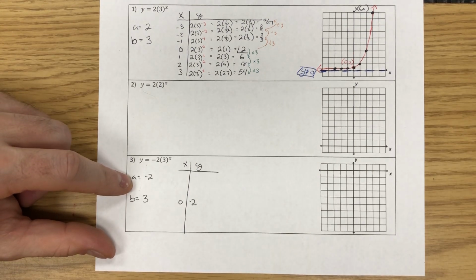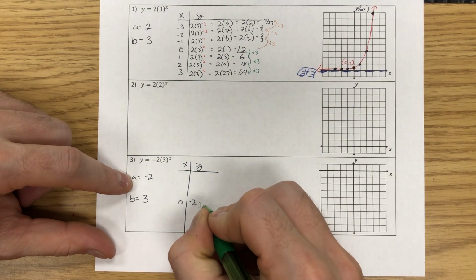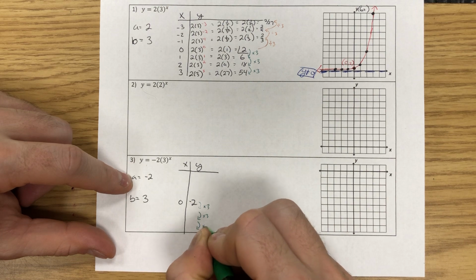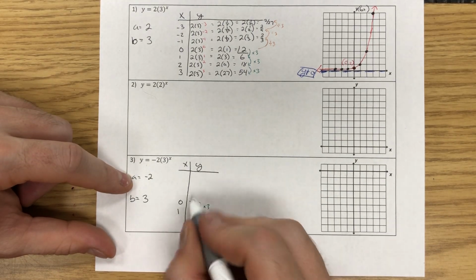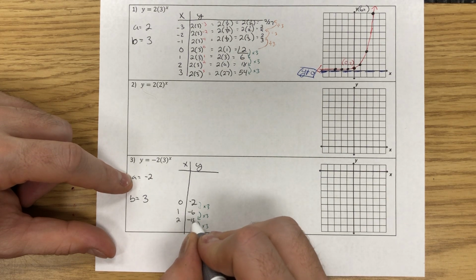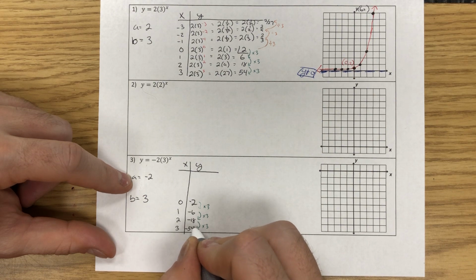And like what we did earlier, I know I'm going to times 3, times 3, times 3, which means that for 1, that should be a -6. For 2, that should be a -18. And for the 3, that should be a -54.